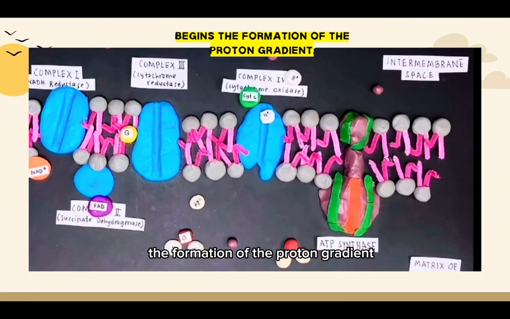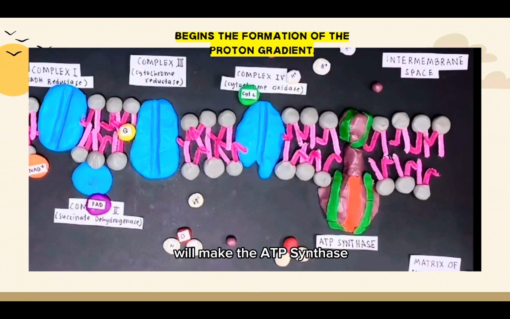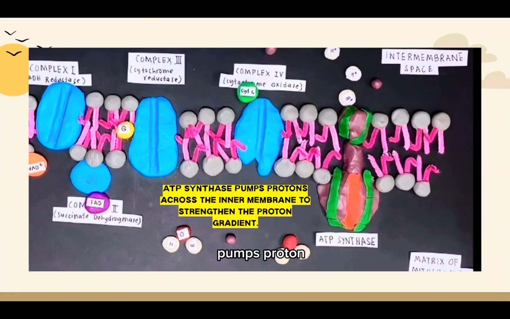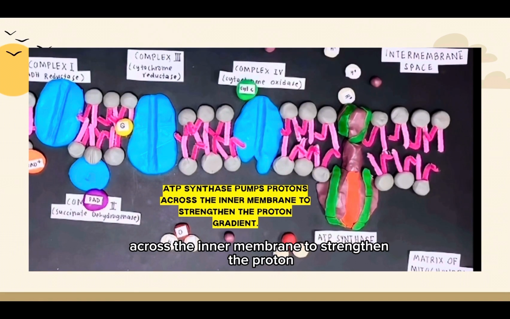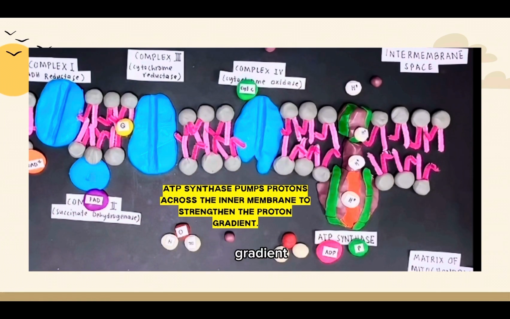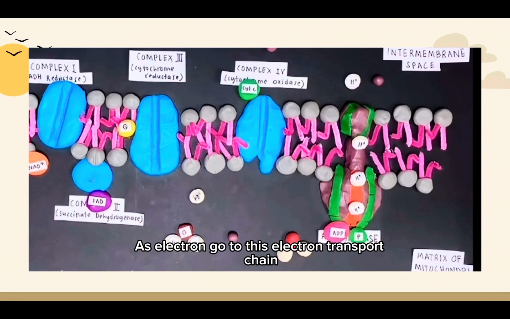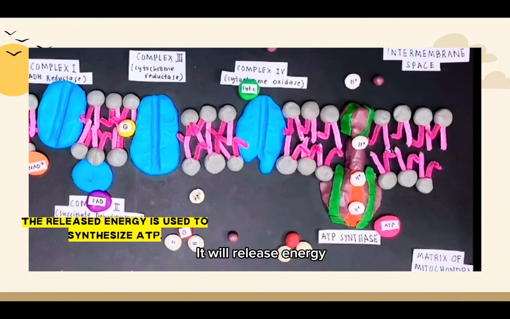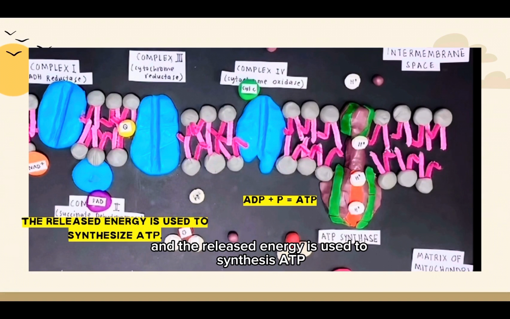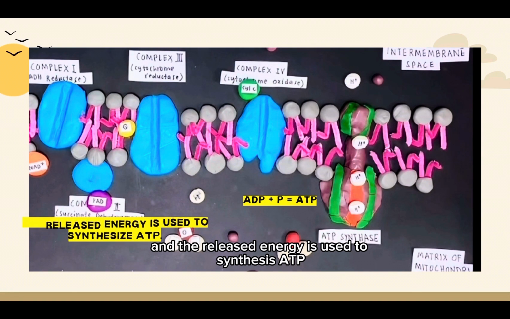The formation of the proton gradient will make ATP synthase pump protons across the inner membrane to strengthen the proton gradient. As electrons go through this electron transport chain, it will release energy, and the released energy is used to synthesize ATP.